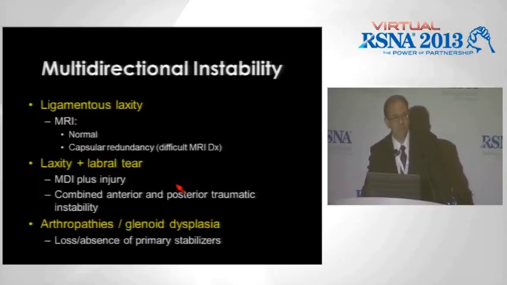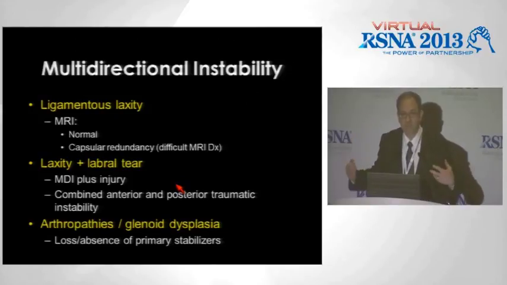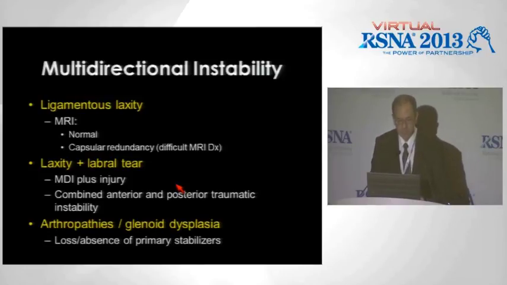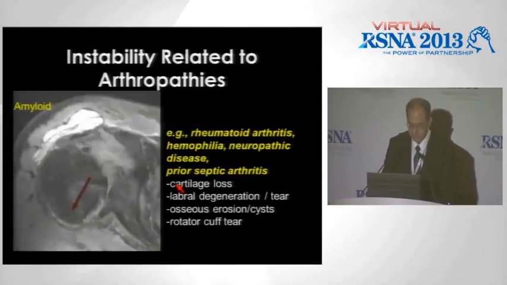Multidirectional instability you can see in patients with laxity. These patients are often double jointed. They can do crazy things with their limbs. And this capsular redundancy and laxity can lead to shoulder instability, and that can lead to secondary impingement as well. As I mentioned before, labral tears can also lead to instability. Arthropathies, if you destroy the cartilage, if you destroy the glenoid labrum related to rheumatoid arthritis or other conditions, that can also lead to instability and secondary impingement.